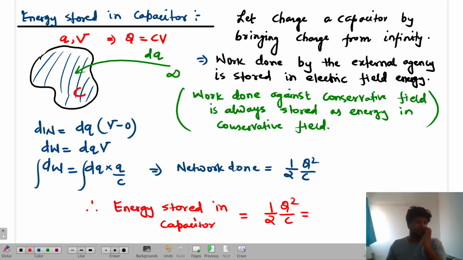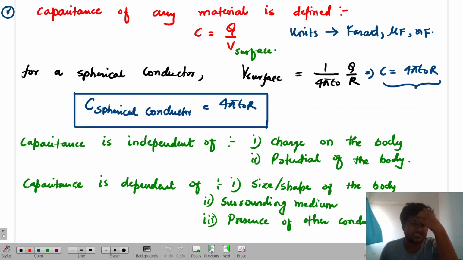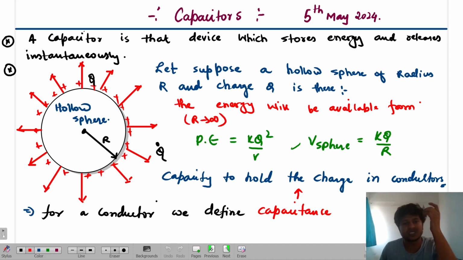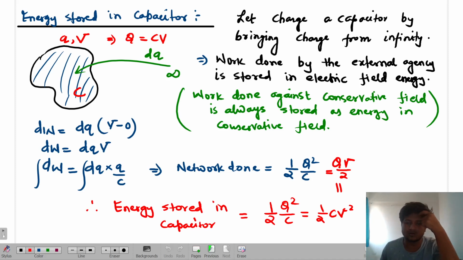Are you able to get me? I can even put Q equal to CV, so it will become half CV square, which is commonly used, isn't it? There is one more formula, which is written as QV by 2. So this is the energy stored in the capacitor. So we did energy stored, we did capacitance, and then we have done the field and all, isn't it? Now tomorrow, let me stop.